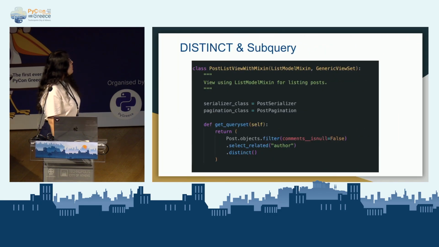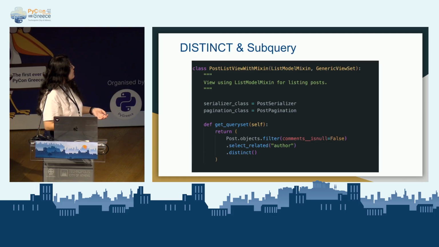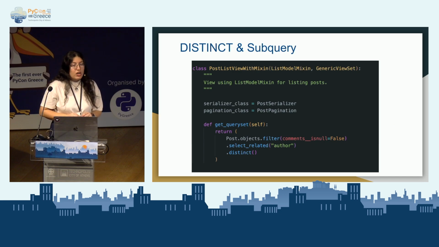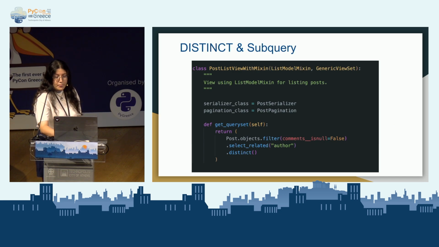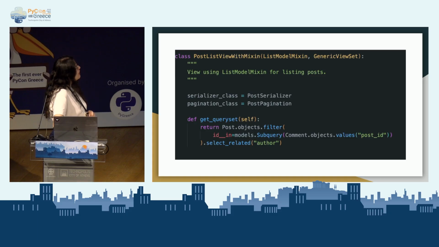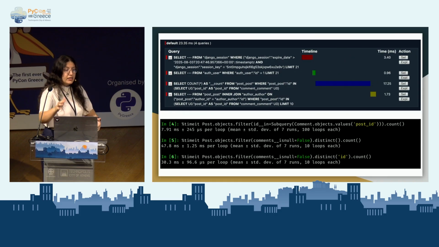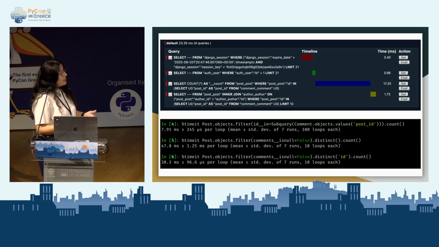And here we want all posts which have at least one comment. Each post has many comments, so normally we can use distinct in Django to avoid duplicate results. But it took 99 milliseconds. Or we can rewrite this query with subqueries. Here, we fetch all the post IDs from the comment table. Then we filter posts with these IDs. And it takes 23 milliseconds.